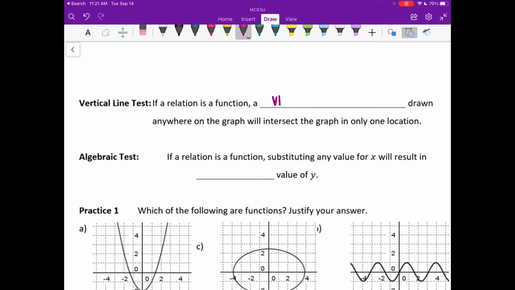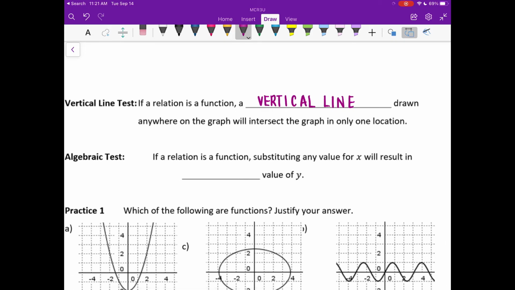So the first type of test that we use to determine if something is a function is the vertical line test. If a relation is a function, when a vertical line is drawn anywhere on the graph, it'll only intersect with one location, right? So a vertical line anywhere on the graph will only hit the graph once. An algebraic test: if a relation is a function, substituting any value for x will result in only one value of y. So you'll only have one value of y if you substitute any number for x. And we can go over what that means as well.